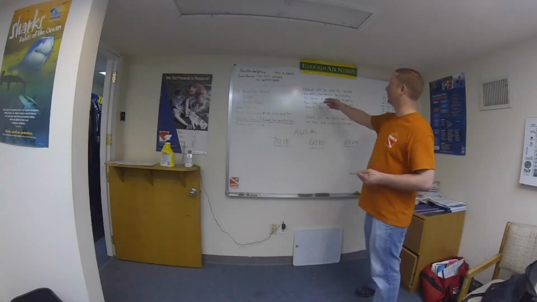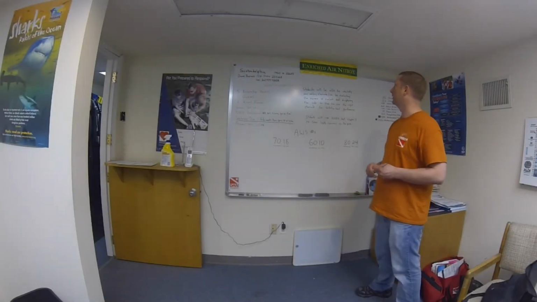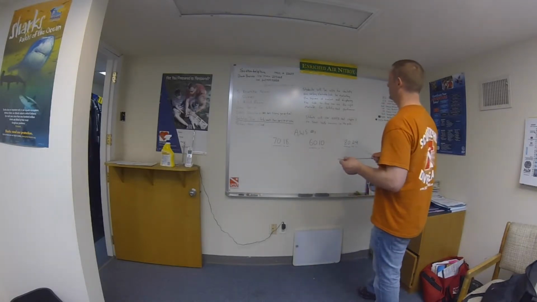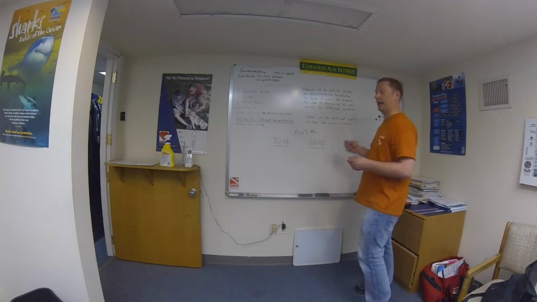So here's what we're learning today. Students will be able to identify any welding electrode or rod by evaluating the sequence of numbers and deciphering the code so they can use the right electrode for safety and performance.